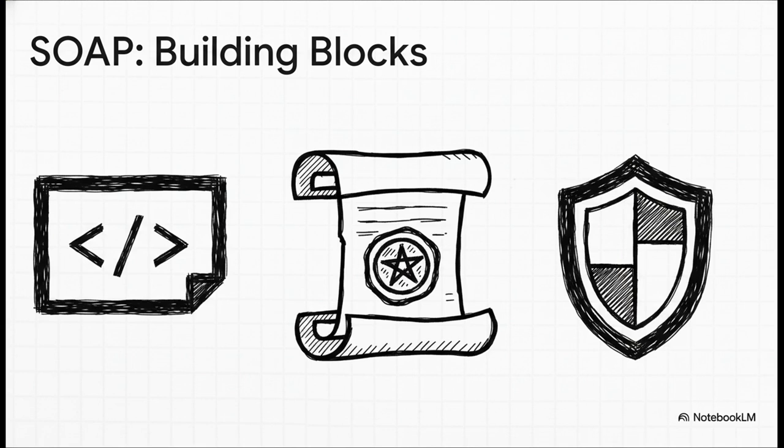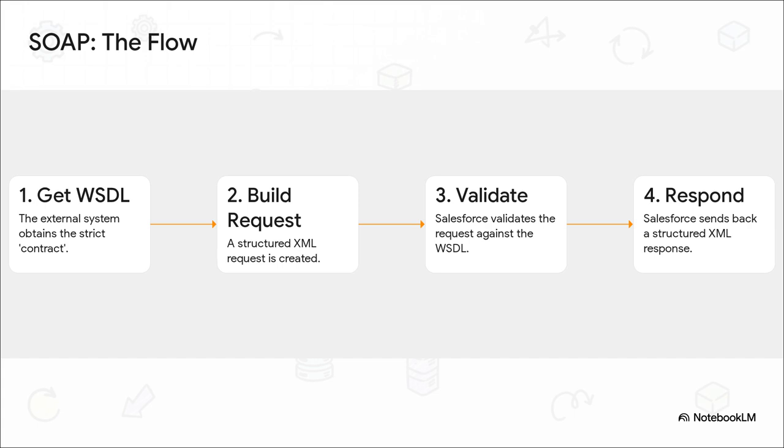Think of the WSDL as a formal, non-negotiable contract that spells out exactly how the two systems have to talk to each other. And that formality really shows in how it works. The very first thing an application has to do is get that WSDL contract. Only then can it build a request that follows those strict XML rules. And when Salesforce gets the request, it checks it against the WSDL to make sure it's valid before it even touches it. Then it sends back an equally structured XML response.